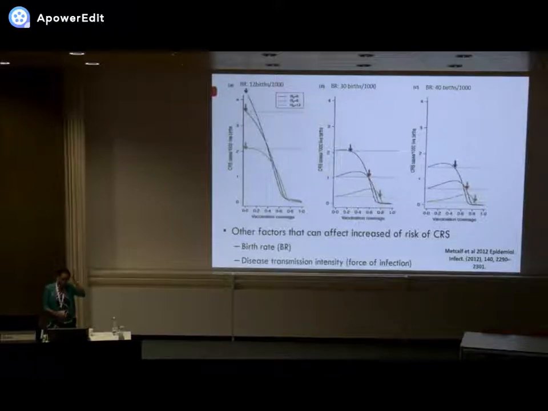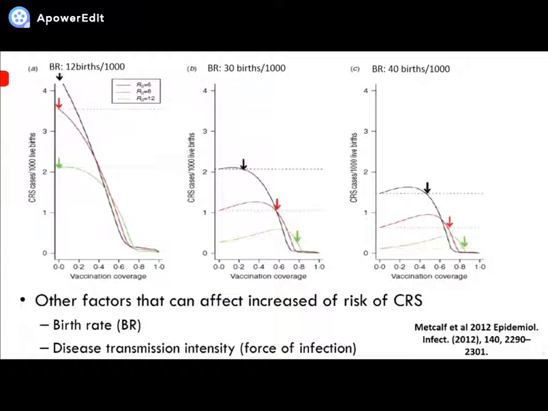This study by Metcalf and colleagues shows quite nicely the interaction between all the variables, all those epidemiological drivers that I mentioned earlier. They used a disease transmission model to work out the interplay between birth rates, vaccination coverage, and the force of infection, and how that affects the incidence of CRS with a vaccination program and without a vaccination program. So the horizontal lines show what the incidence of CRS would be in the absence of the vaccination program, and the curves show what would happen with the introduction of the vaccination program, depending on the epidemiology profile of the country.